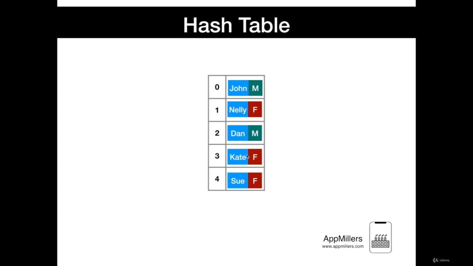And we don't know the index for Kate's box in the array, thus we need to search in order from the beginning. This operation is called linear search.